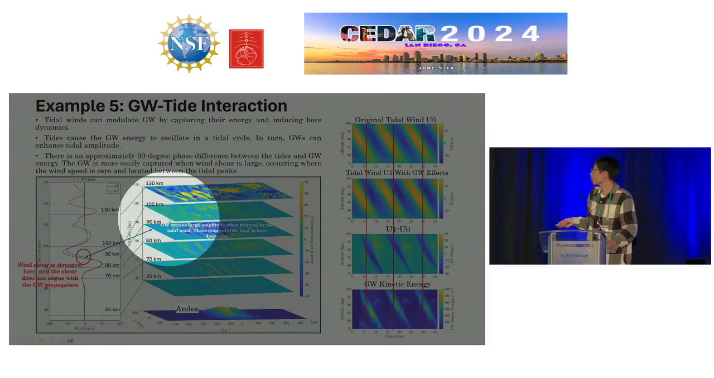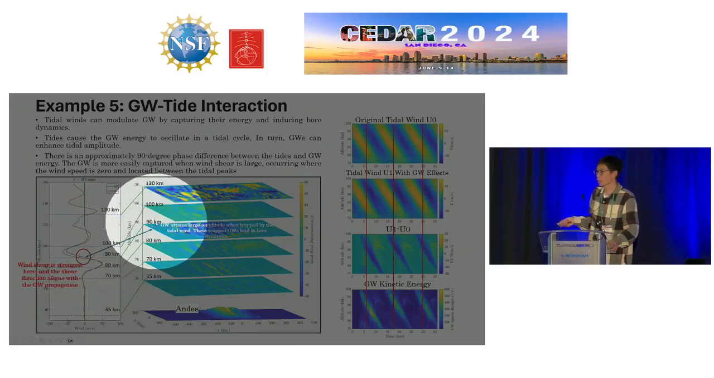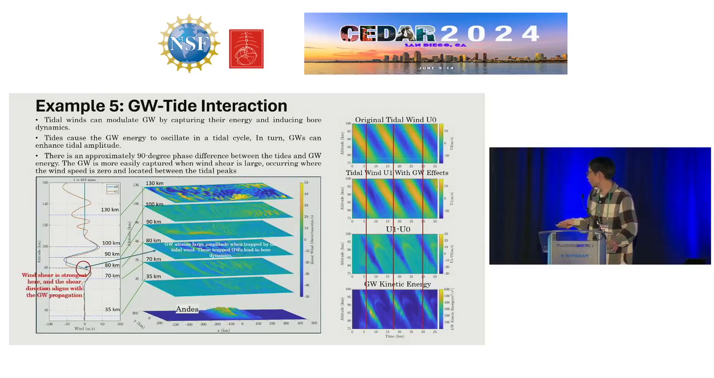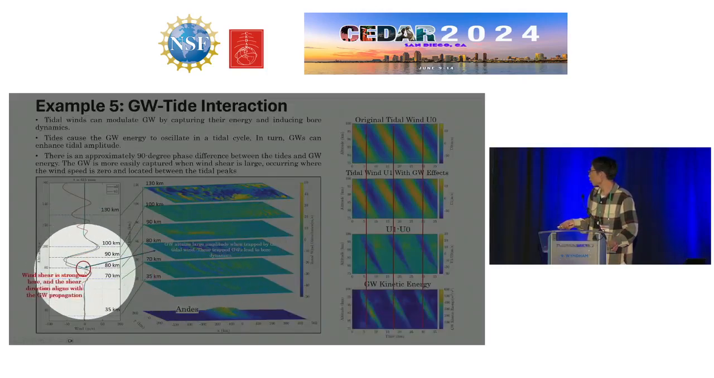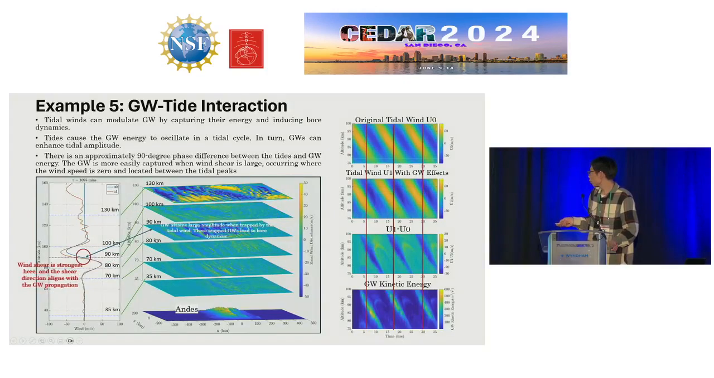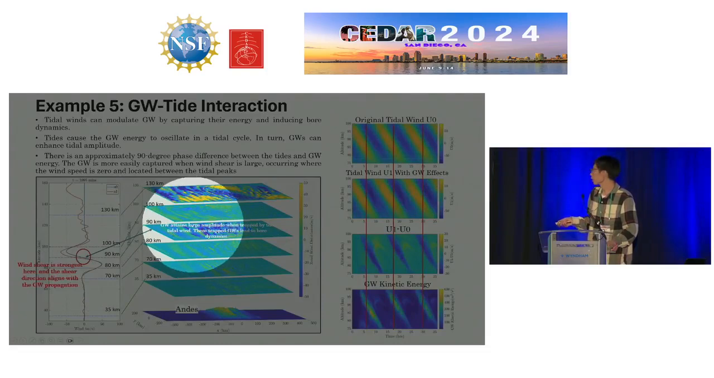Actually, gravity waves can attain large amplitudes when they are trapped by the tidal wind. Here is the wind shear. Wind shear is strongest here, and gravity waves can attain large amplitude here. We can see that when the shear moves to 80 kilometers, the gravity waves can attain large amplitude at 80 kilometers. And when the shear moves to 90 kilometers, the gravity waves can attain large amplitude at 90 kilometers.